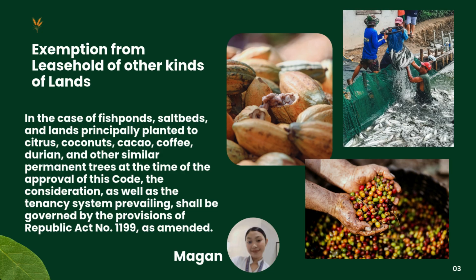In the case of fish ponds, salt beds, and lands principally planted to citrus, coconuts, cacao, coffee, durian, and other similar permanent trees, at the time of the approval of this code, the consideration as well as the tenancy system prevailing shall be governed by the provisions of Republic Act number 1199 as amended. The primary purpose of Republic Act number 1199, also known as the Agricultural Tenancy Act of the Philippines, was to govern the relationship between landholders and tenants on agricultural lands.